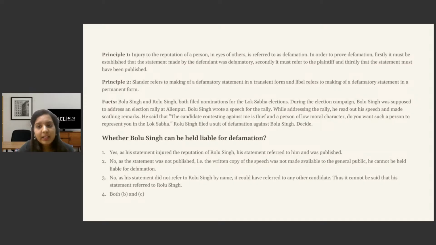While addressing the rally, he read out his speech and made scathing remarks. He said that the candidate contesting against me is a thief and a person of low moral character. Do you want such a person to represent you in the Lok Sabha? Rolu Singh filed a suit for defamation against Bolu Singh. Whether it would be defamation or not, did Bolu Singh commit defamation or not? Tell me the answer.